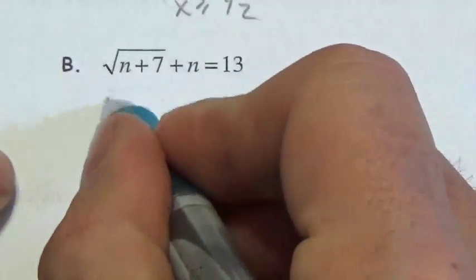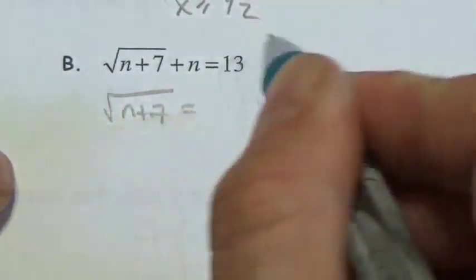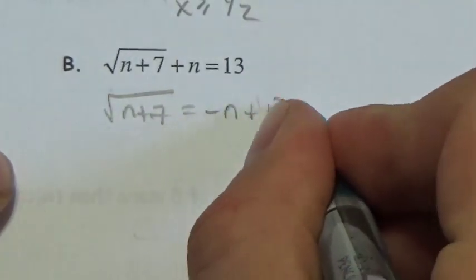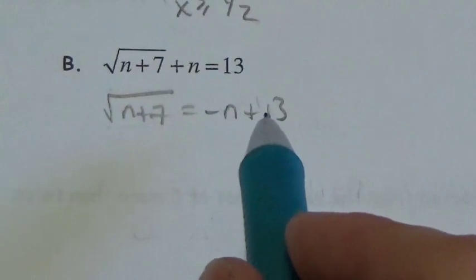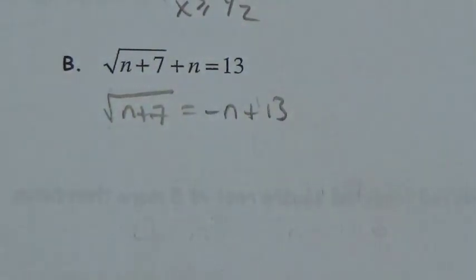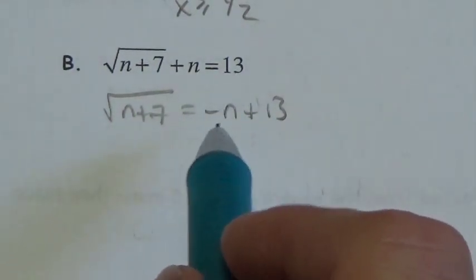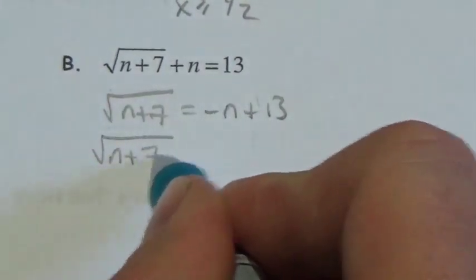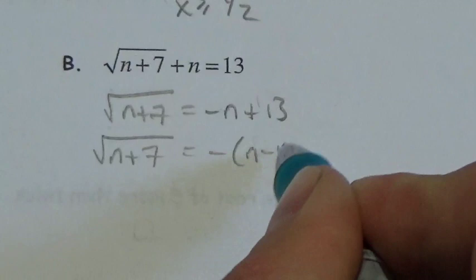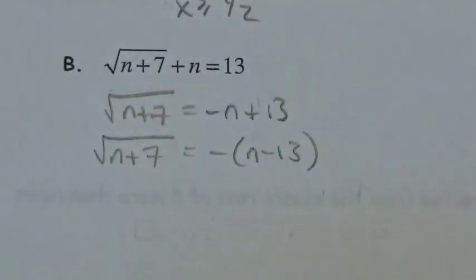So I'm going to bring the n over. That'll give me negative n plus 13. Now, the right-hand side here isn't particularly pretty. That negative in front is not very pretty. So I'm going to factor that out. Now I suspect there's going to be a whole bunch of you that'll be like, why did he do that?